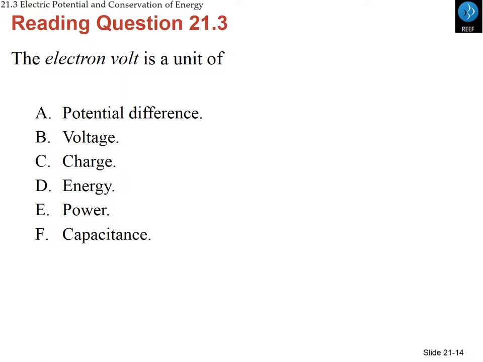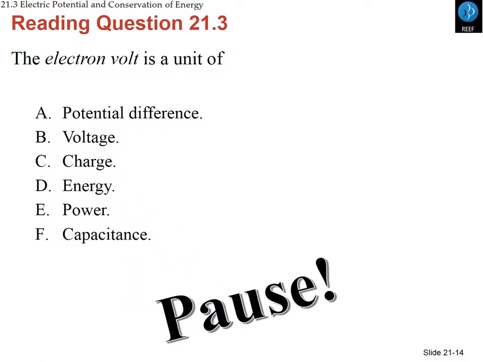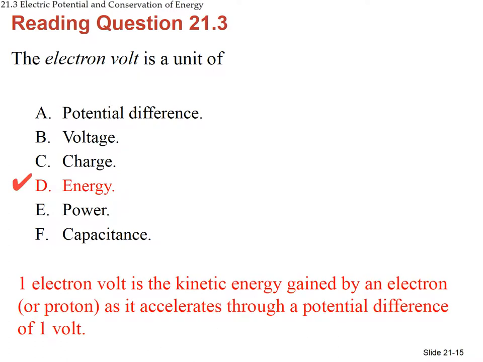Well, a question related to that, please read it, pause, think, and answer. Well, 1 electron volt is the kinetic energy gained by an electron as it accelerates through a potential difference of 1 volt, so it is energy.